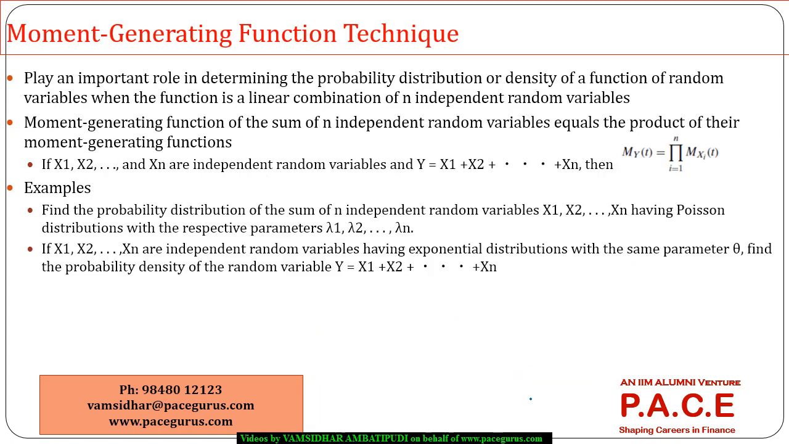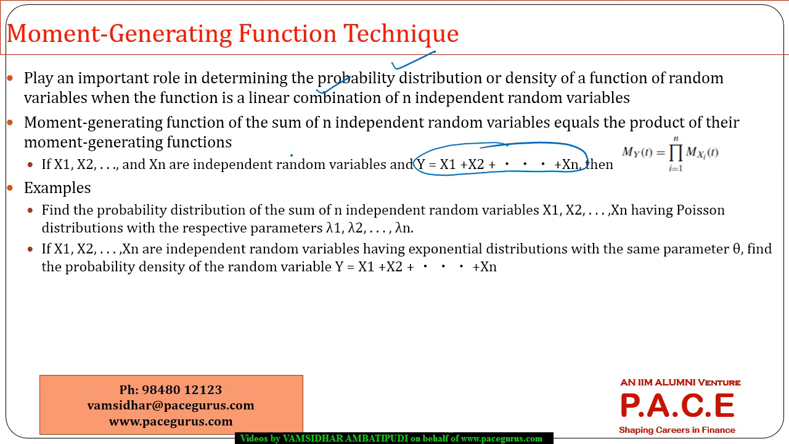Then we also have another mechanism of doing the densities associated with the functions of various variables using the moment generating function technique. So this is also used in determining the probability distribution or a density of the random variables when the function is a linear combination of n independent random variables. So especially when I am talking of y equal to x1 plus x2 plus xn, I want to find out the moment generating function associated with all these independent random variables.